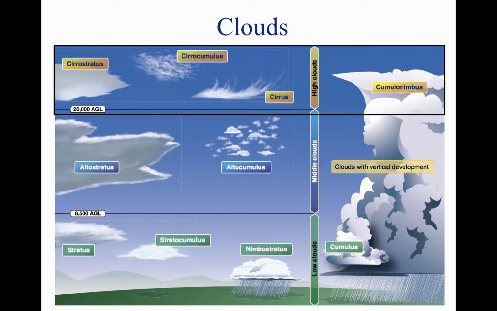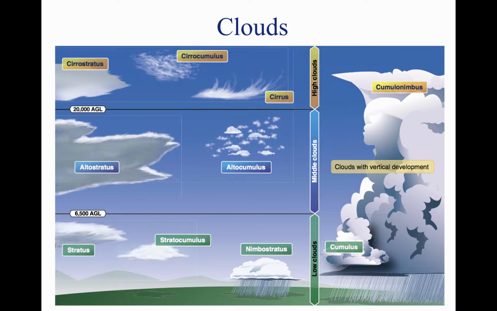High clouds form above 20,000 feet AGL and usually form only in stable air. They are made up of ice crystals and pose no real threat of turbulence or aircraft icing. Typical high-level clouds are cirrus, cirrostratus, and cirrocumulus.